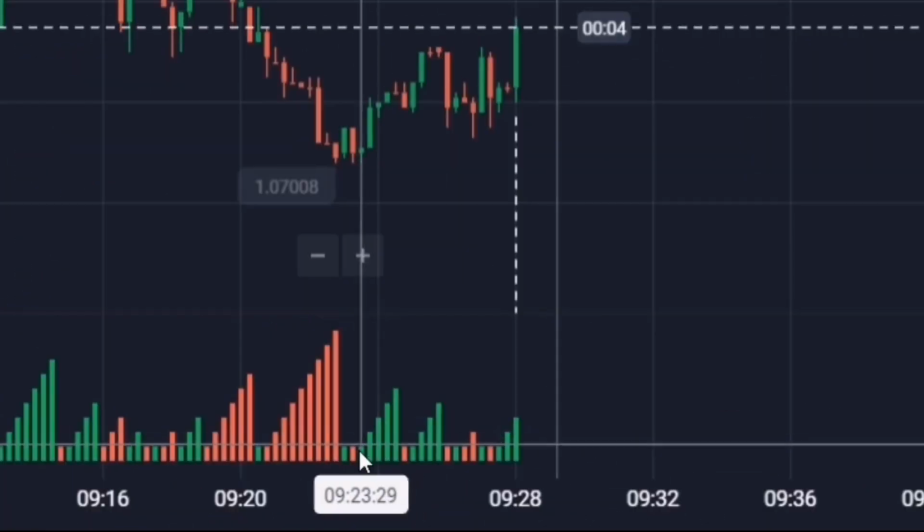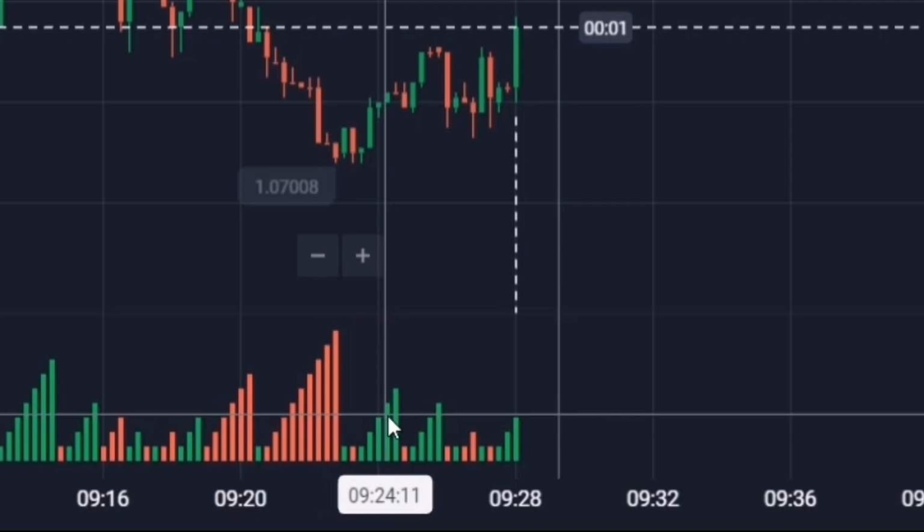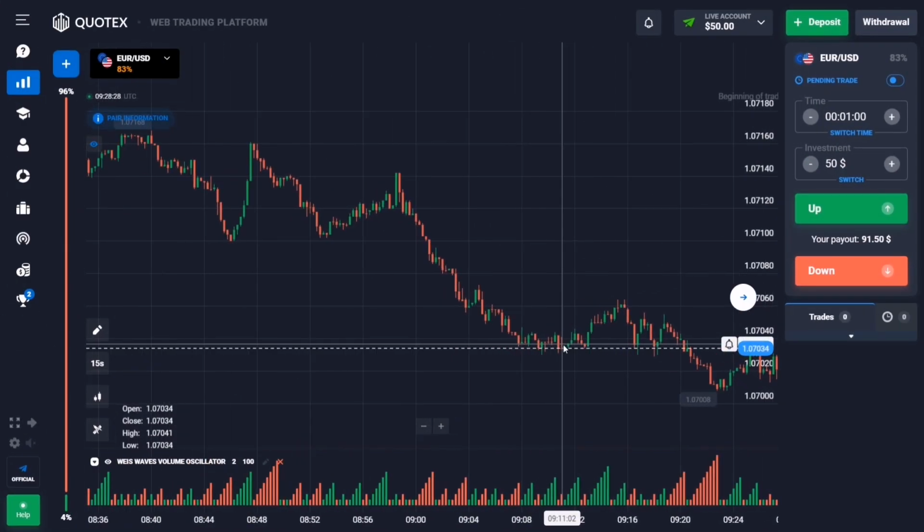Signal number 2. Green histogram is the increase in volumes. The price is gonna go up. You open an up trade. The indicator can give false signals.